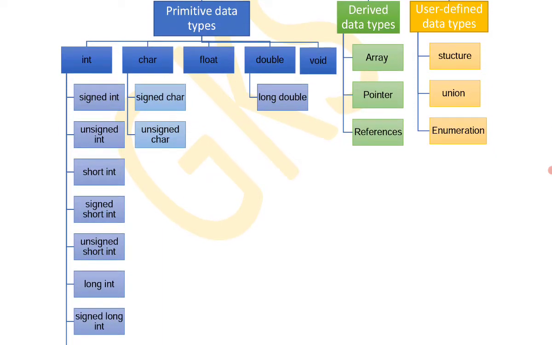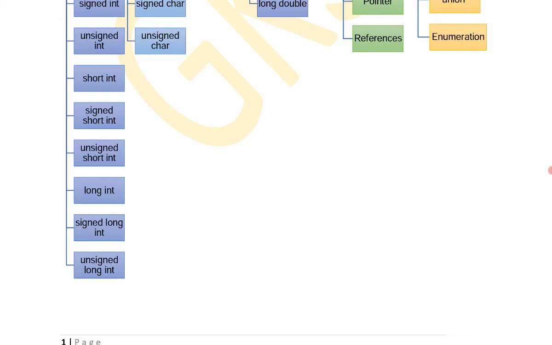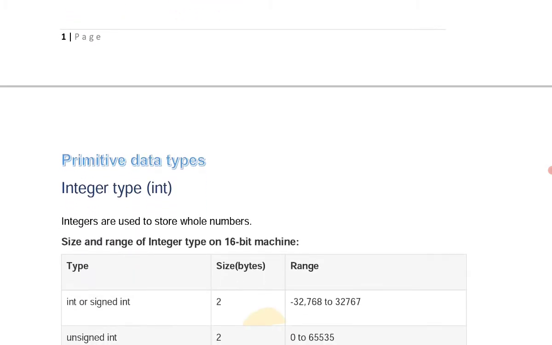Integers are whole numbers. Integers are generally used to define and declare whole numbers, or numbers without any decimal point. Integer data types are of different types, like signed integers, long integers, signed long integers, and unsigned long integers, like that.